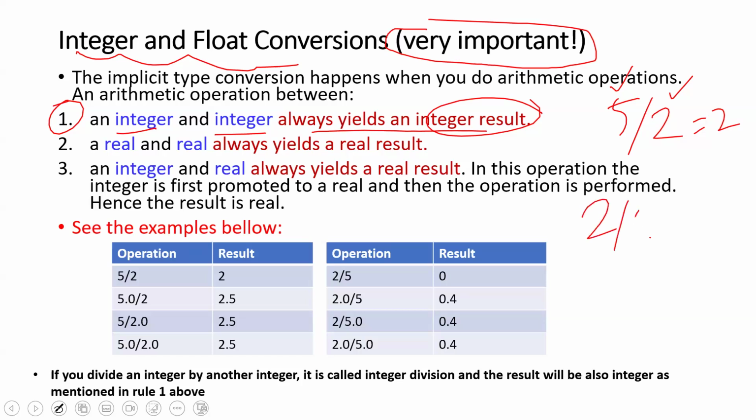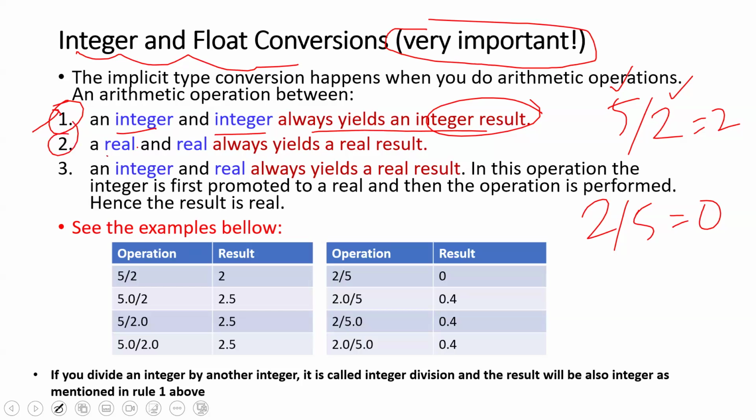What is 2 divided by 5? 0. Okay, if you use a calculator in your test, you will make a mistake. Got it? Any confusion? So this is number 1.